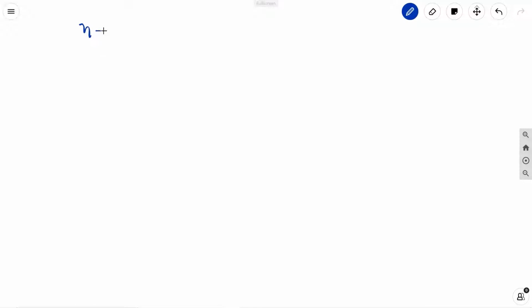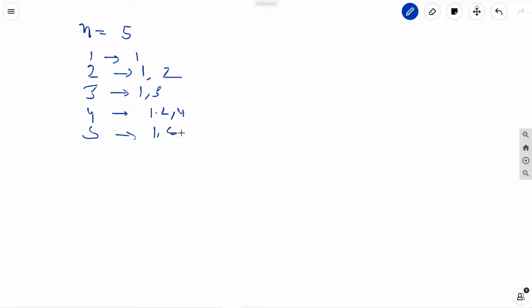So let's take n equal to 5 and see how we can solve this problem. So 1 2 3 4 5. For 1, only 1 is its divisor. For 2, 1 and 2 are its divisors. For 3, 1 and 3 are its divisors. For 4, 1, 2 and 4 are its divisors. And for 5, 1 and 5 are its divisors.